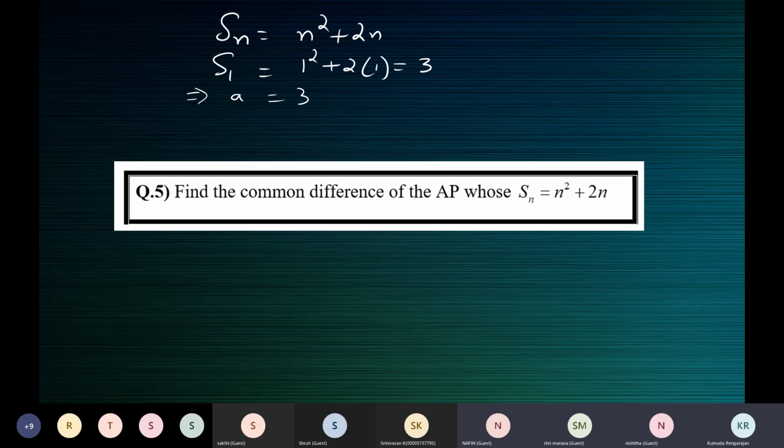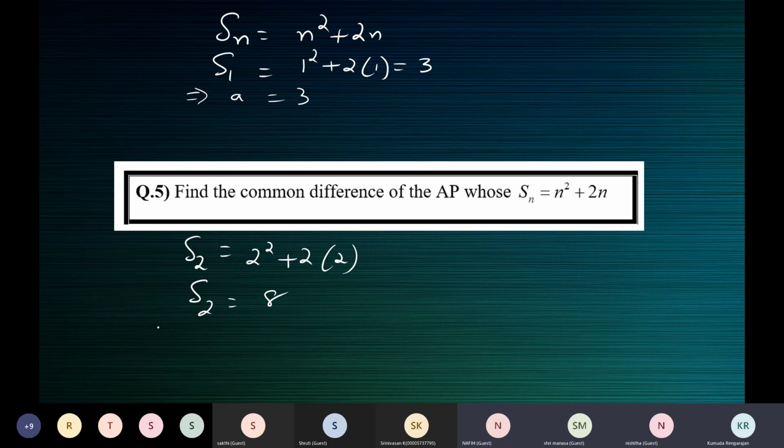That is, the first term itself is 3. Now let's find S2. S2 is n squared plus 2n. So in place of n use 2. So 2 squared plus 2 into 2. So you get S2 is equal to 2 squared is 4, 4 plus 4, 8.